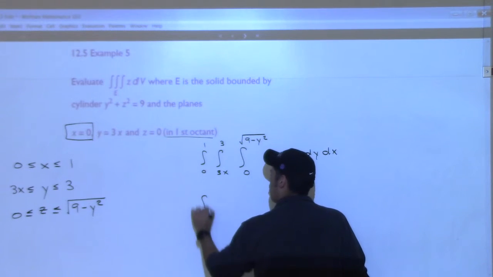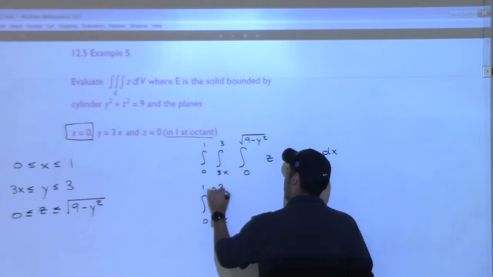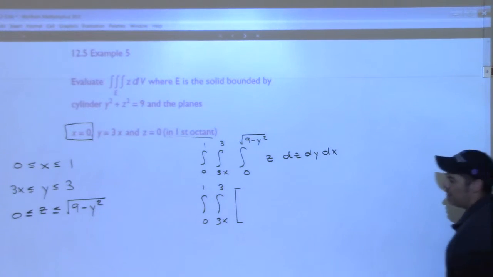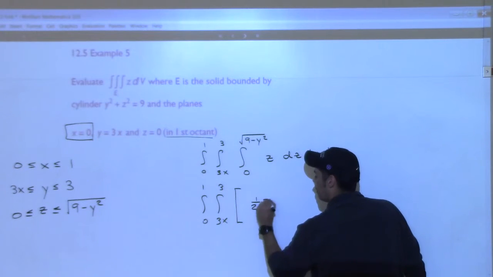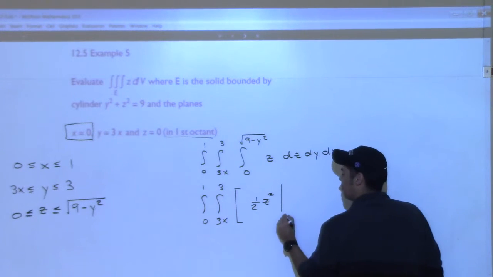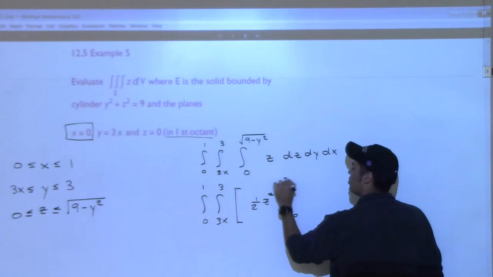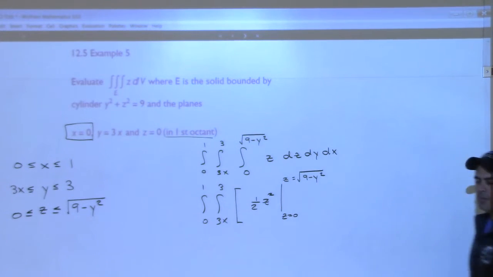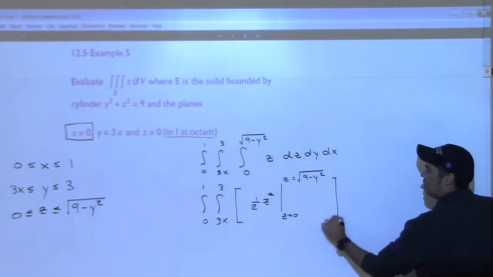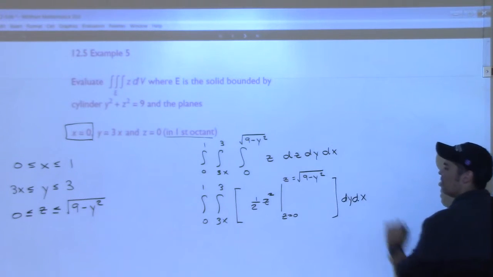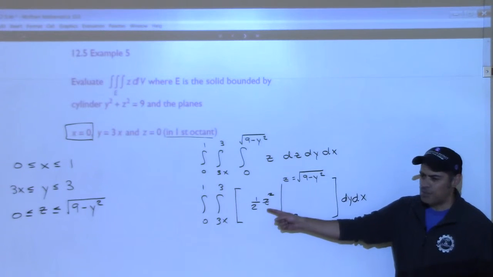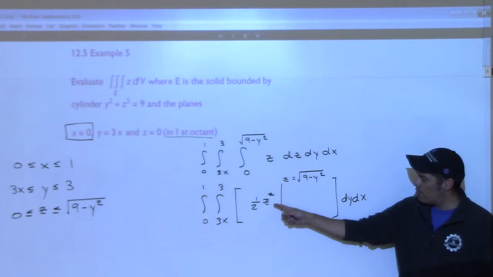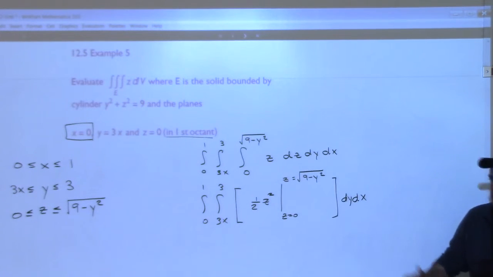Okay, integral 0 to 1, integral 3x to 3. The inner integral, when I take the antiderivative of z with respect to z, I get half z squared. I'm integrating that from z equals 0 to z equals, oh, that's really nice, square root of 9 minus y squared. Isn't that nice? And then dy dx. Okay, when I plug this in, it gets squared. I'm very happy to see that. I still have to hit it with a half, but at least the square root will go away. And then when I plug in 0, it's nothing.